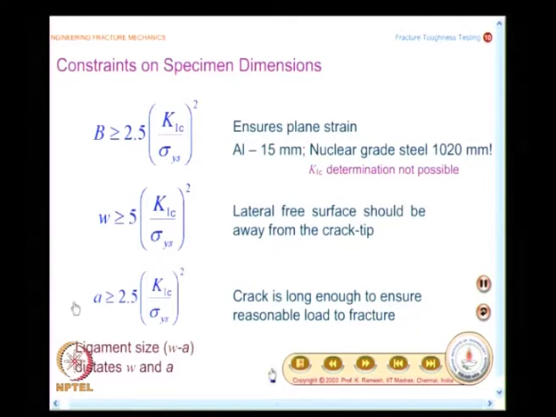And why do you want to have a very long crack? If I have a long enough crack, you need to have only a reasonable load to fracture. So, that simplifies your testing methodology also. So, that is the way you have to look at it.